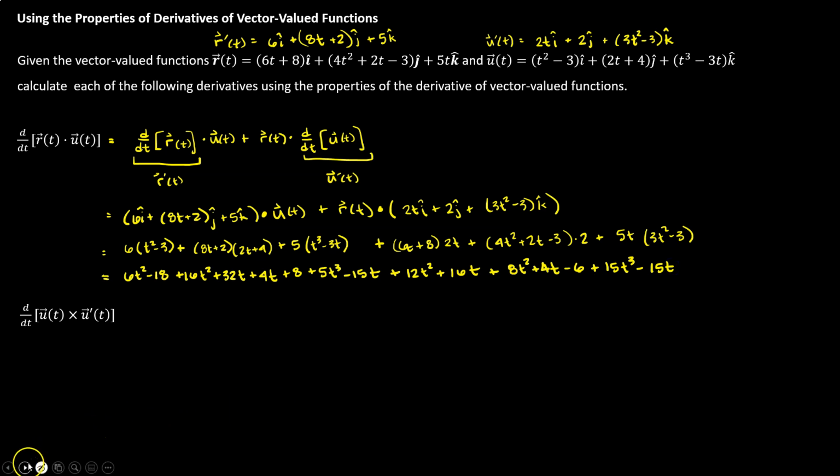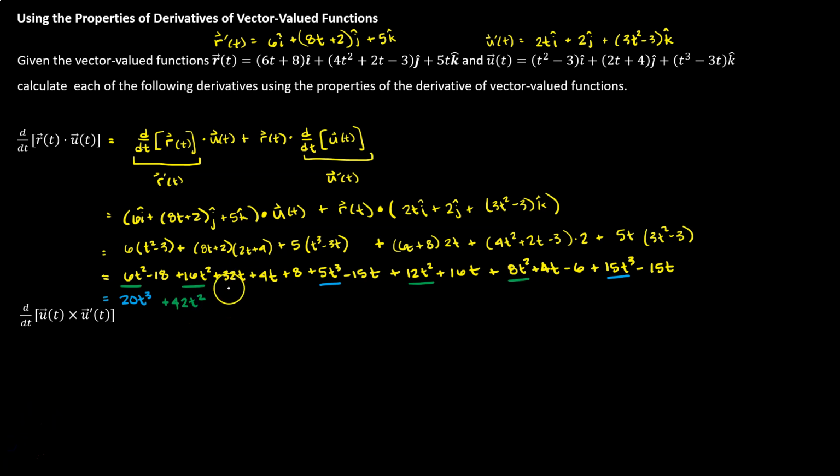Now that we've distributed everything, we need to go through and combine like terms. I'm going to do this by trying to pick out terms with the same degree. So I have a t cubed here, and I have a t cubed here. Combining those together, we have 20t cubed. Next, I'll look for the squared terms. I have a 6, a 16, a 12, and an 8. They're positive, so that would give me a positive 42t squared.